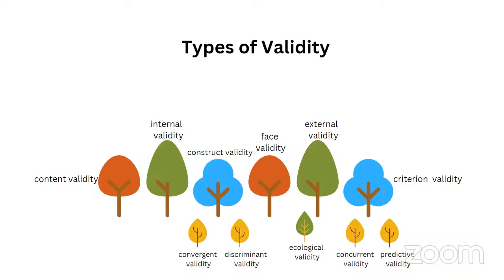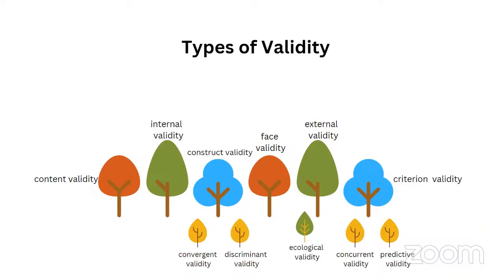Then there is internal validity and external validity. These terms, internal and external, are closer to research, when we are planning research, when we are doing research. Internal validity means that if I have introduced an independent variable and tried to manipulate it in order to see changes in the dependent variable, then the research has high internal validity. It is able to establish a cause and effect relationship between IV and DV.